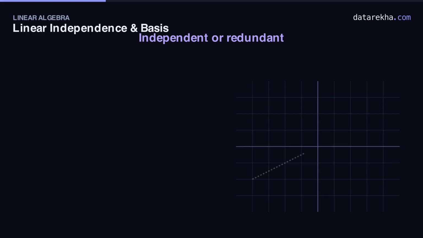Watch what dependence looks like. Take 1, 2 and 2, 4. The second arrow is just double the first. So both lie flat along the very same line. U2 equals 2 U1, pure redundancy. Rearranged, 2 U1 minus U2 hits exactly 0, with scalars 2 and minus 1. Neither is 0. So this pair is dependent, and together they reach nothing more than a single line.